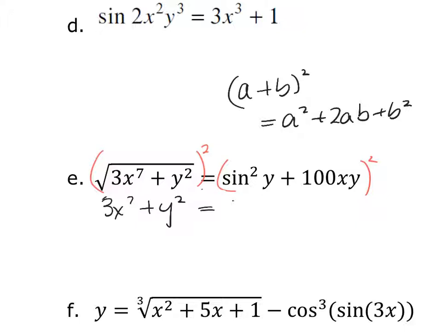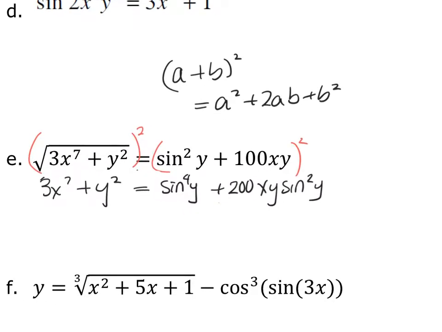And so I'm going to end up with sine to the 4th y, because that is my sine squared squared, plus 2 times 100, so that's 200, xy sine squared y, and then plus 100 squared, so I'm just going to write it as 100 squared because I don't want to write a bunch of zeros, x squared y squared. How are we doing?